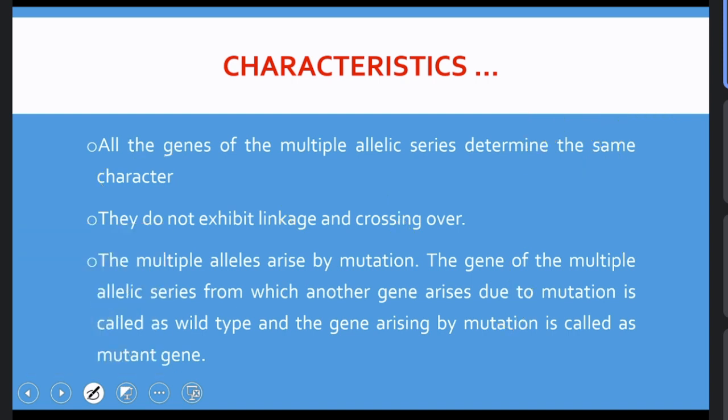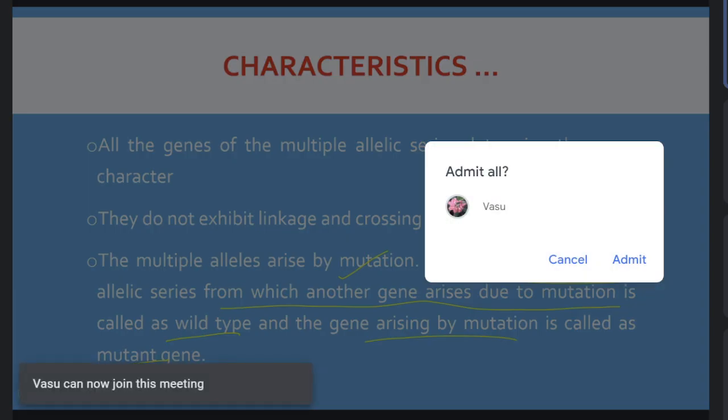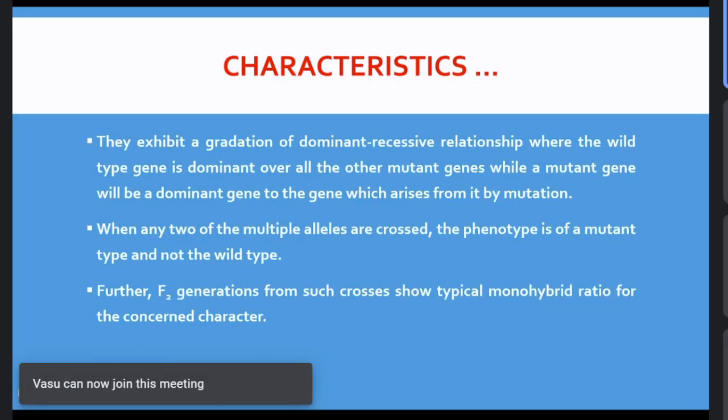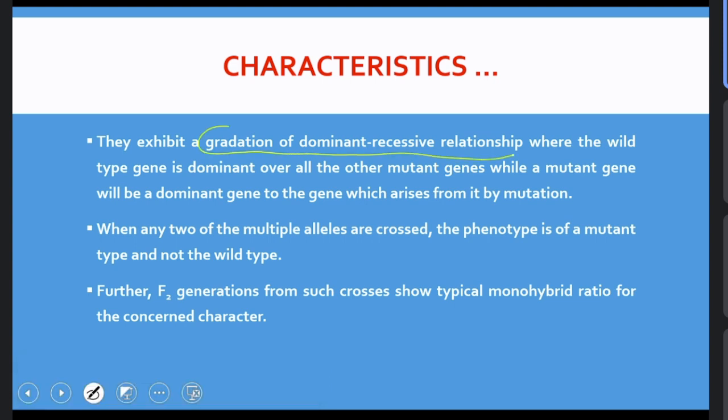Next, the multiple alleles arise always by a mutation. The gene of the multiple allelic series from which another gene arises due to mutation is called wild type, and the gene arising by mutation is called mutant gene. They exhibit a gradation of dominant recessive relationship. This you have to remember.